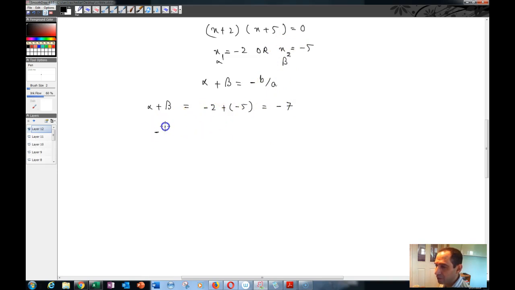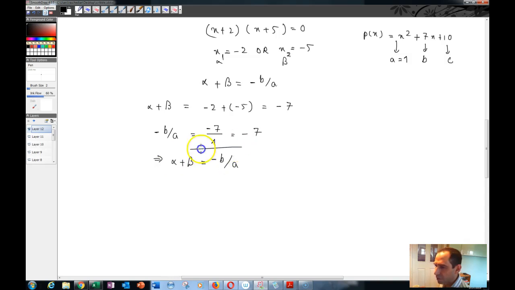And negative b by a here: the polynomial was p of x is equal to x squared plus 7x plus 10. So this is your b, your a here is equal to 1, and this is your c. So negative b by a is actually negative 7 by 1, which is equal to negative 7. Therefore you can see that alpha plus beta is equal to negative b by a. Okay, so that's basically the first relationship.